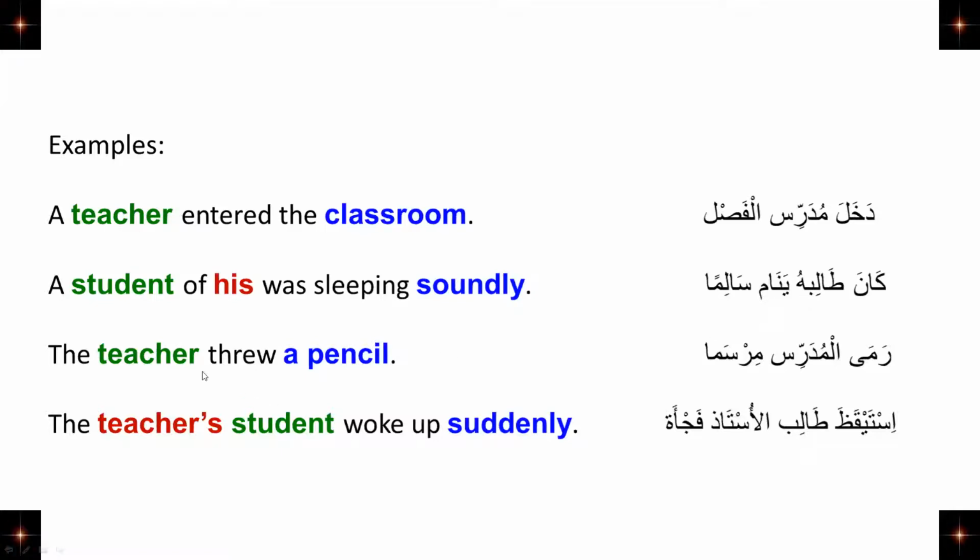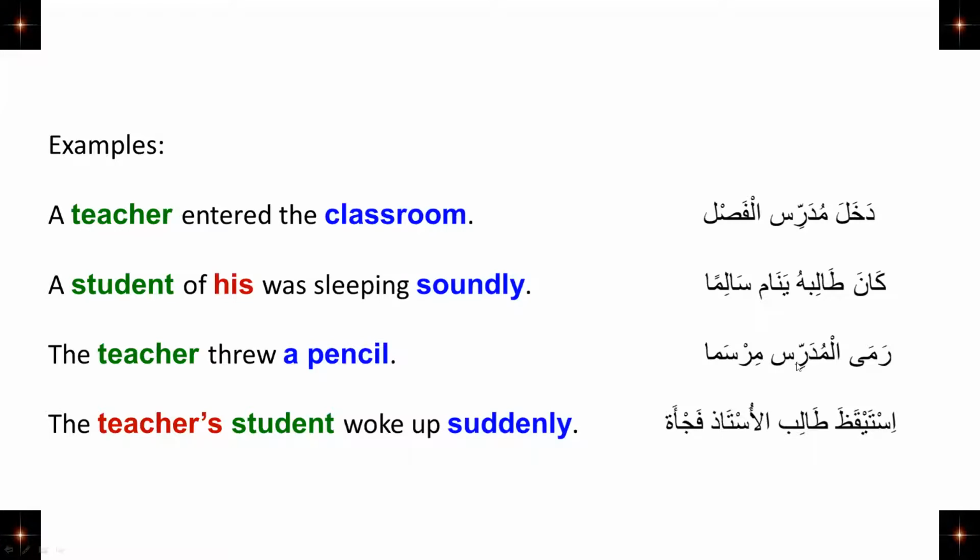Good. The teacher threw the pencil. So the teacher is the actor. The pencil is the done to. This is the doer, this is the done to. This is the victor, this is the victim. So this will be in rafa status and this will be in nasb status.